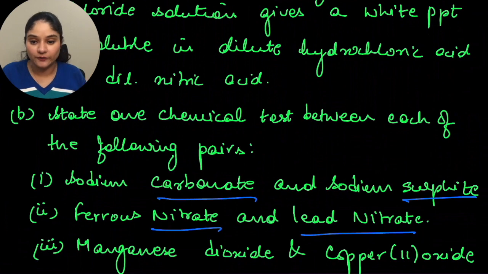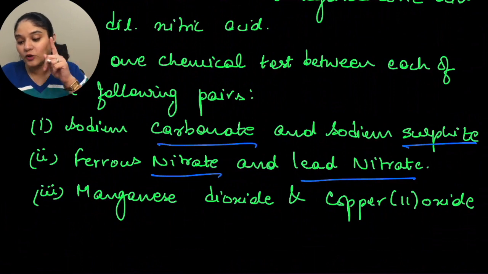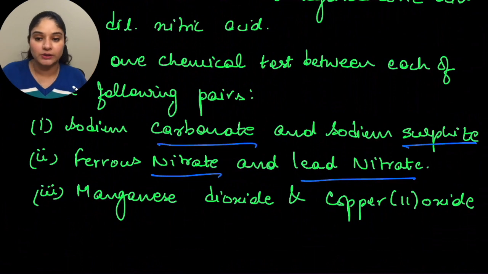We already took reference of the chart. Next is manganese dioxide and copper oxide. So in this case, you can add hydrochloric acid to both the compounds. Manganese dioxide will give you a brown colored solution and copper oxide will give you a blue colored solution.